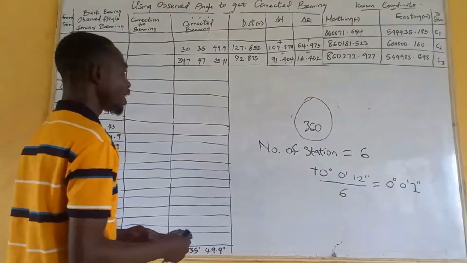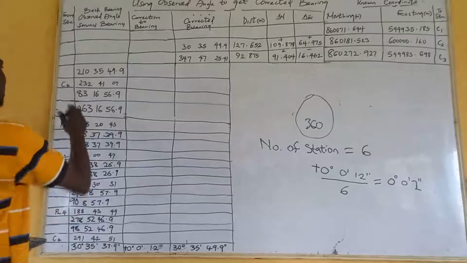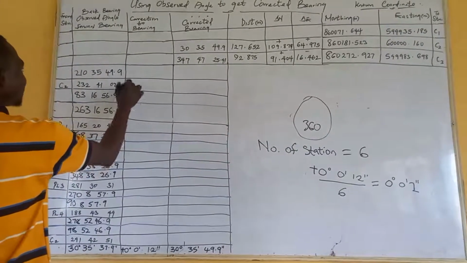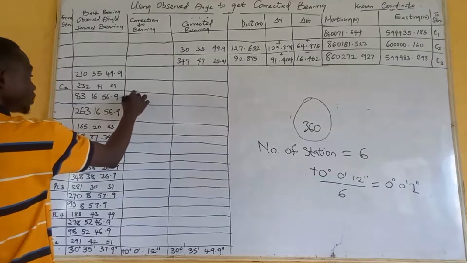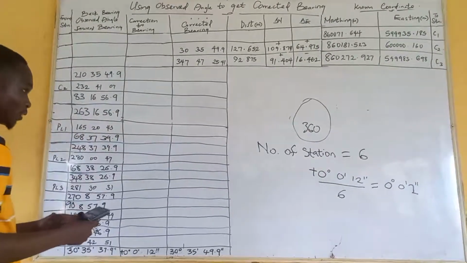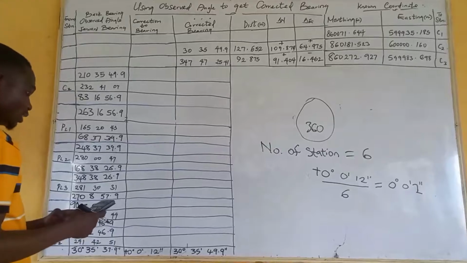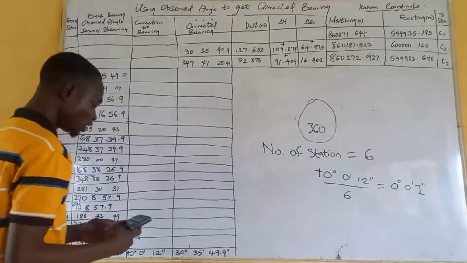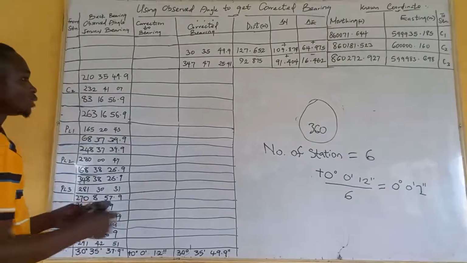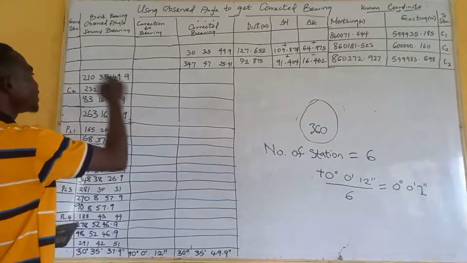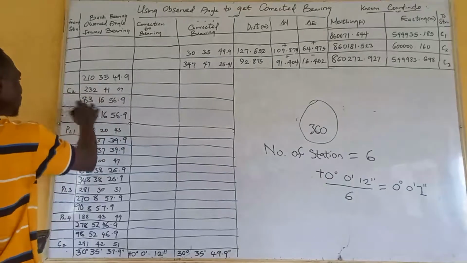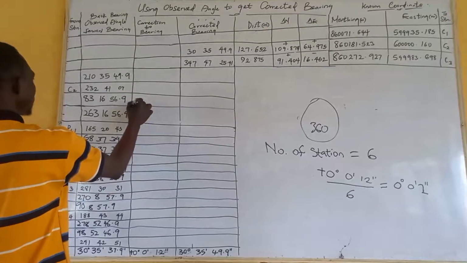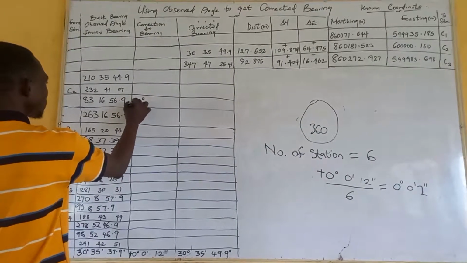In order for you to do that, you say this is the first station on our forward bearing. You want to get the correction for this place here. So to get that, you say 0 degrees, 0 minutes, 12 seconds divided by 6, which is equal to 0 degrees, 0 minutes, 2 seconds, what I wrote on the board, multiplied by station 1, because this is your first station. So we're able to get what? 0 degrees plus.